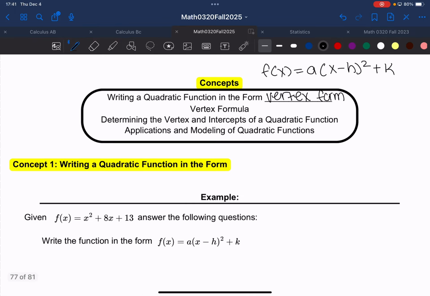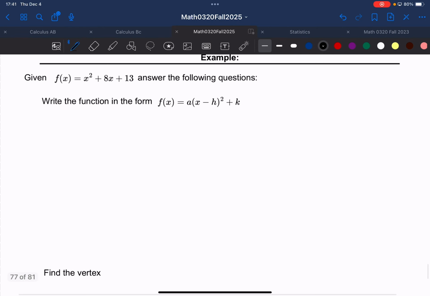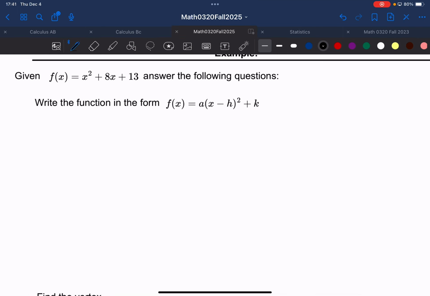So the first concept, we're going to practice writing a quadratic in vertex form. So typically what they're going to give us is a quadratic that is in standard form, so that ax squared plus bx plus c. And they want us to convert it to vertex form. Okay. So recall, in order to do this, I'm going to rewrite this. f of x is equal to x squared plus 8x plus 13.